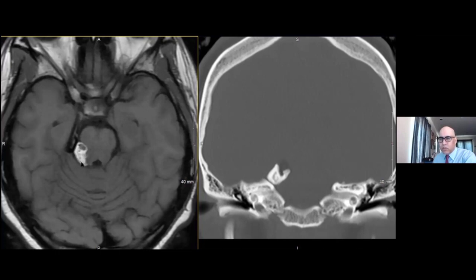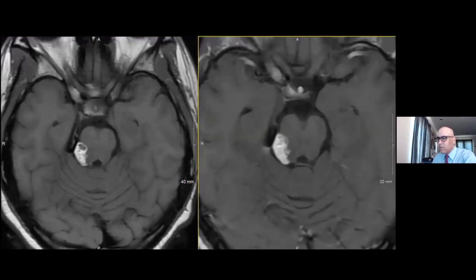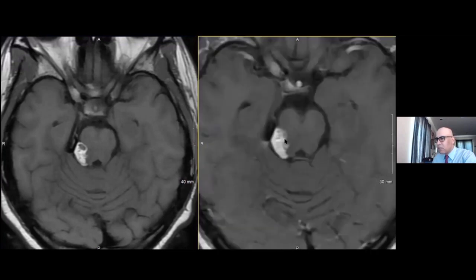demonstrates T1 shortening. The brainstem adjacent to it looks normal. The rest of the brain looks normal. Well, what's one of the ways we use to characterize something? We can give contrast. But the problem is that how do we tell what's enhancing if something was bright to begin with on T1 weighted imaging?